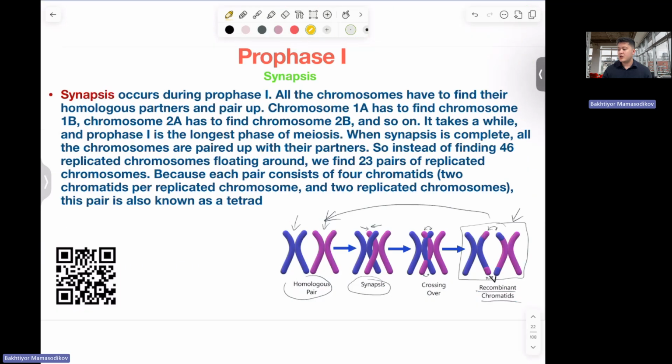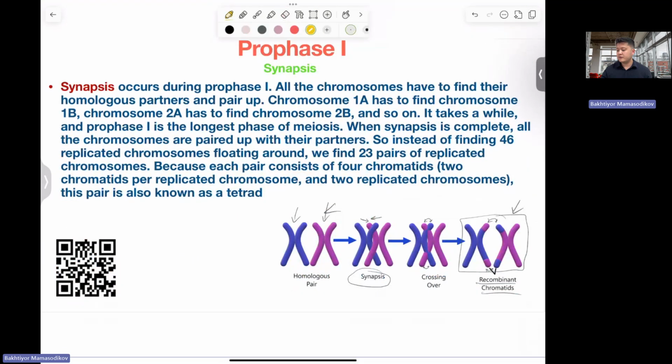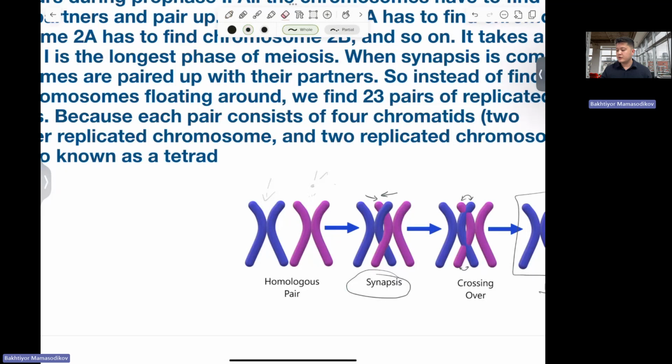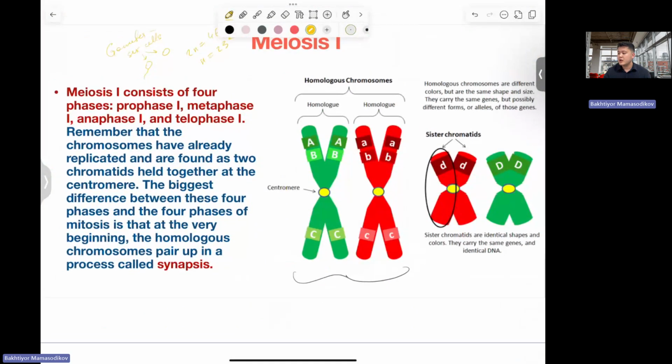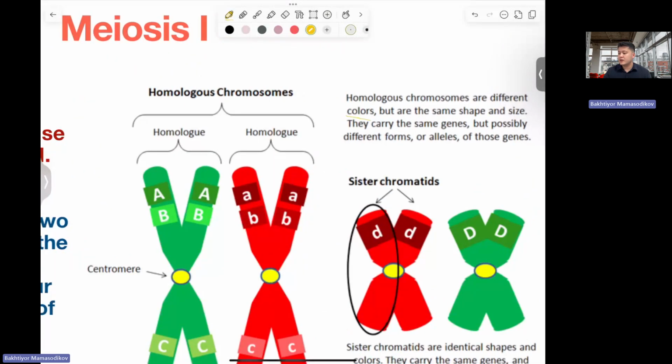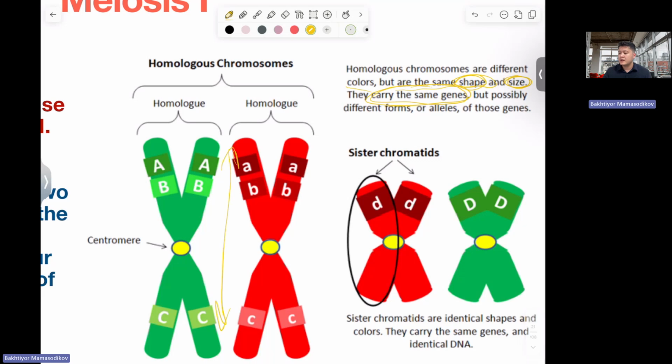So synapsis, as you can see, first of all involves the homologous pair. In each pair of chromosomes, one came from the dad and one came from the mom. They are going to pair up. Homologous chromosomes are different in colors here, but they are the same in their shape, the same in their size, and they carry the same genes. Their main difference is in their alleles.